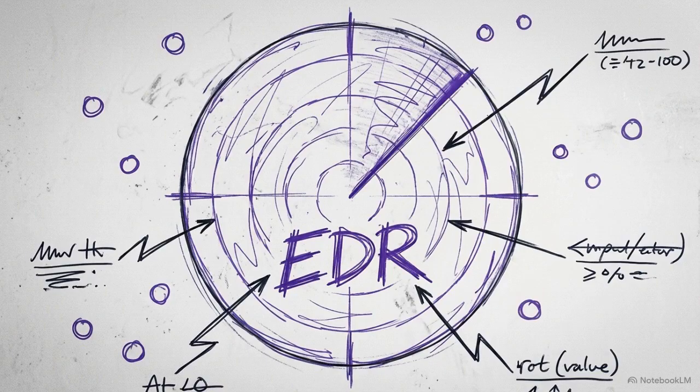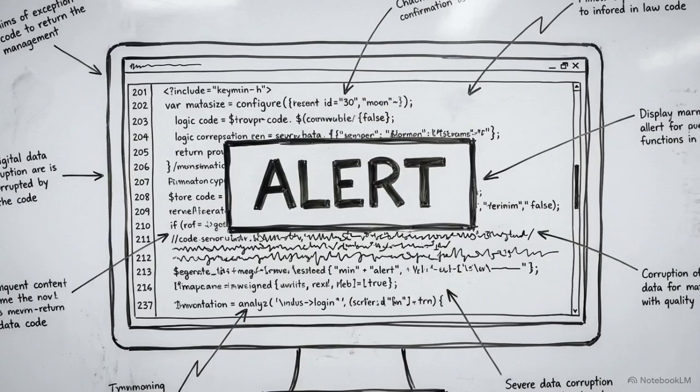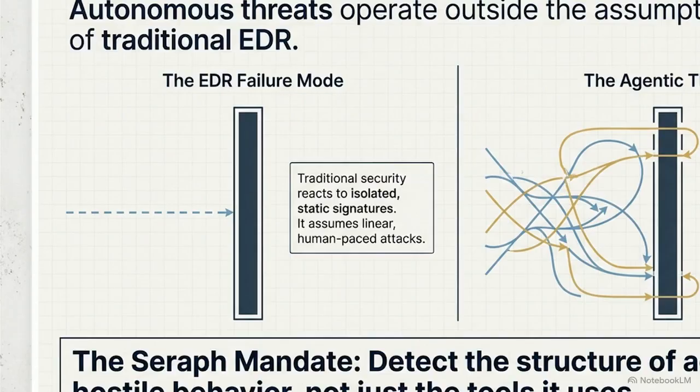Our legacy security models rely on endpoint detection and response, or EDR. EDR functions by passively monitoring the environment and triggering alerts based on known, static signatures of malicious behavior observed after execution has already begun. The left side of this diagram illustrates traditional security. It expects linear, human-paced attacks, relying on a static barrier to intercept a predictable trajectory.